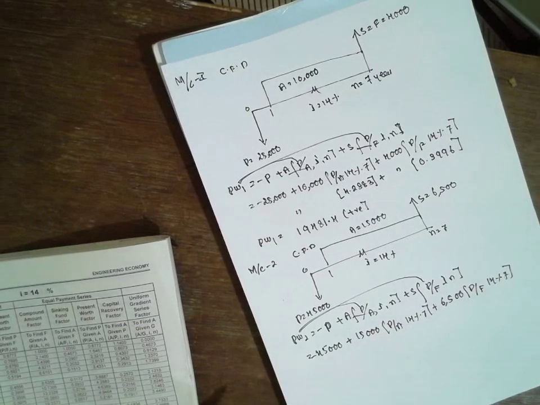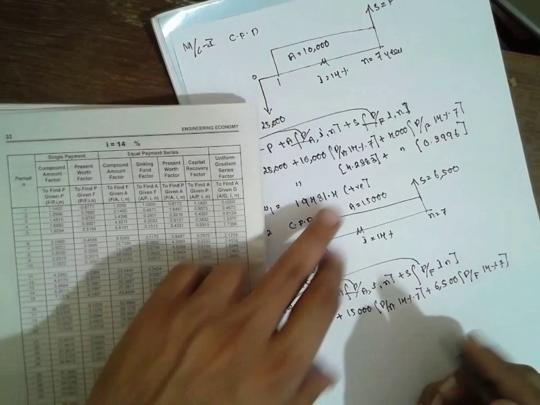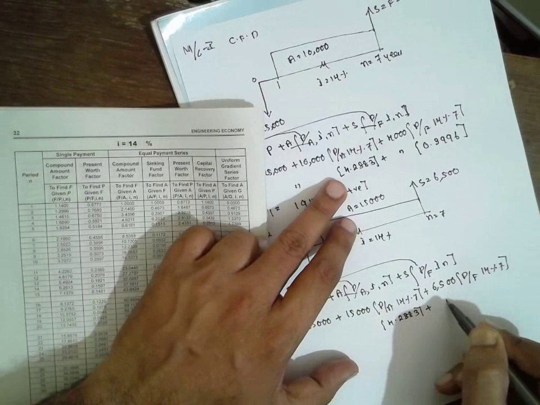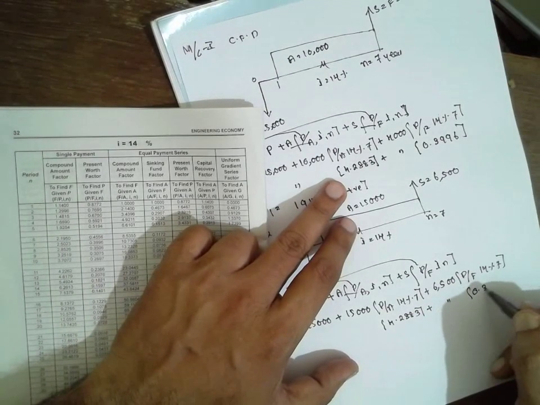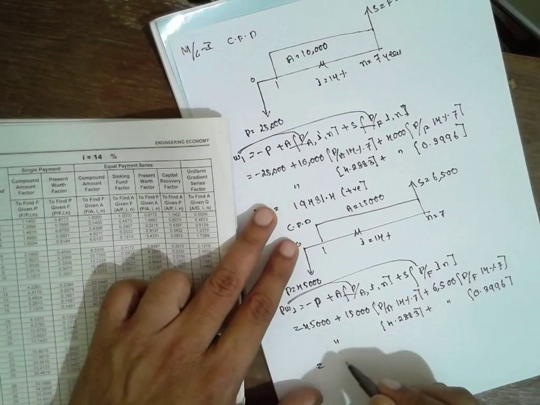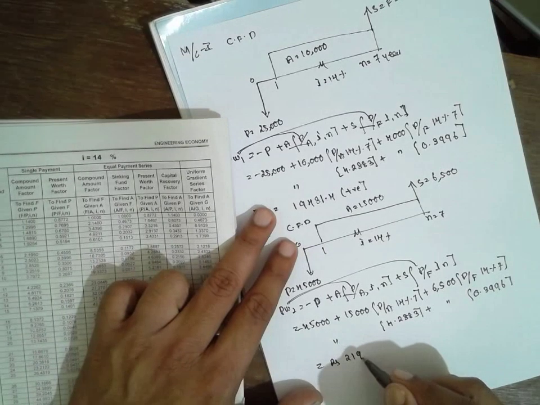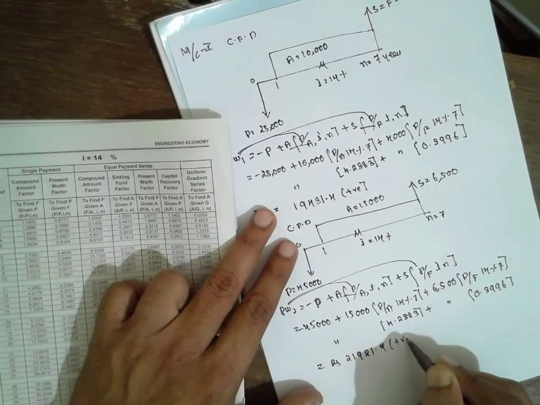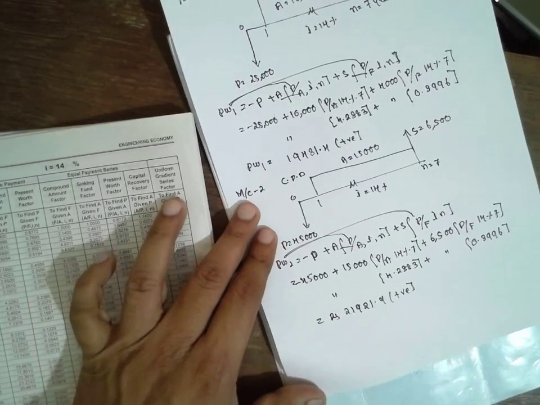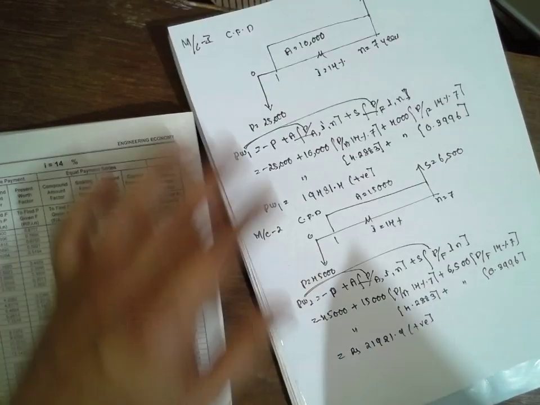As per the discrete compound table, the value for P/A, 7 will be the same as this one, 4.2883, and P/F will be 0.3996. The answer for this one is rupees 21,921.9. Positive. Similarly, we are going for machine 3.